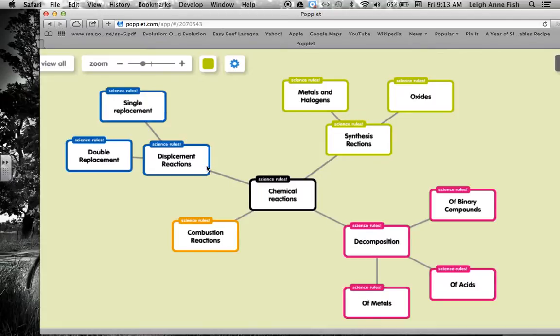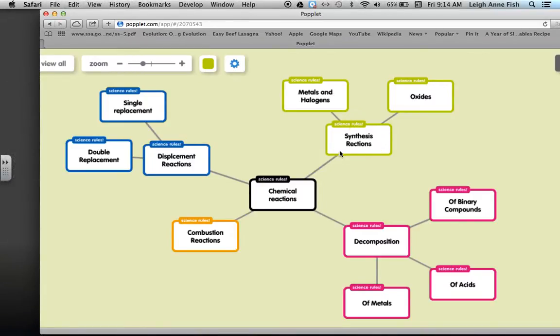So you have your displacement reactions, and those are the ones where your reactants break apart and then recombine with another reactant to make the products, and you have single and double replacement for those. Then off over here to the top right, you have synthesis reactions, which I would use to explain that synthesis means making, where two things come together to make something else.